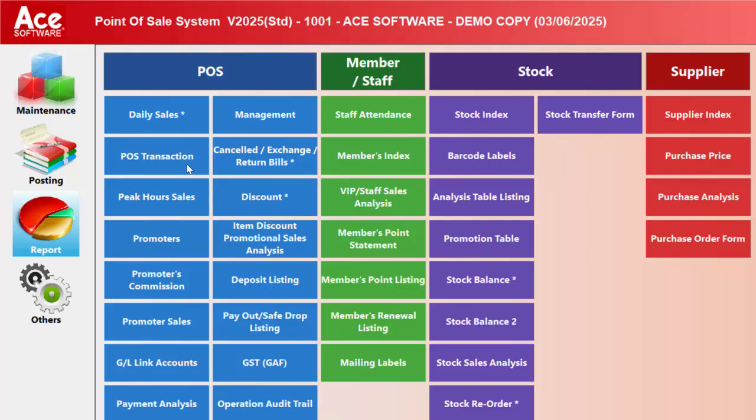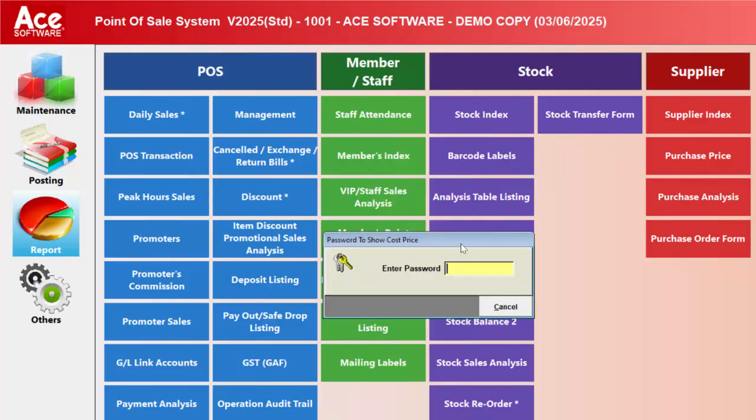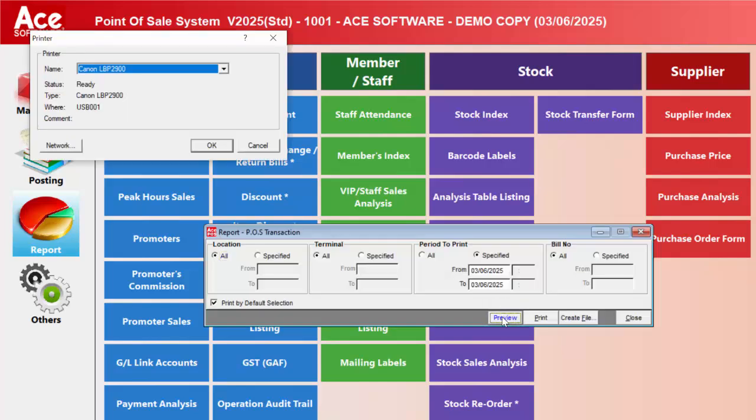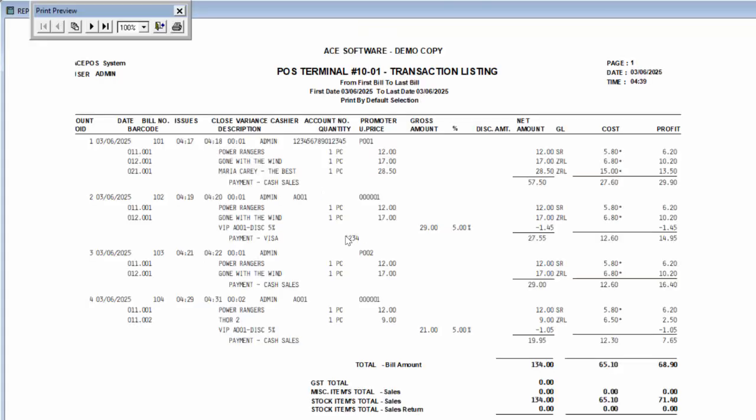Then we have another report called the post-transaction report. Now this post-transaction report is very detailed. It's like an audit list. Every bill, what was sold, what time the bill was opened, what time it was closed, everything is inside here. So when a manager wants to audit the transactions for the day, this is the report you will print out. It will show everything that was sold, and if you have the password, you can enter it and it will show you the cost.